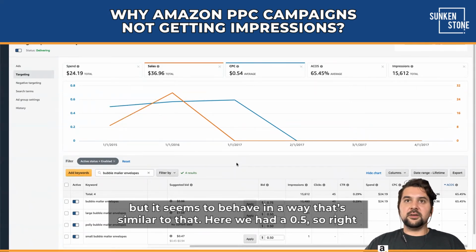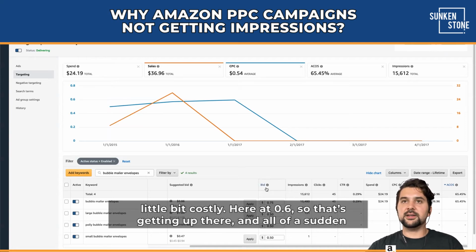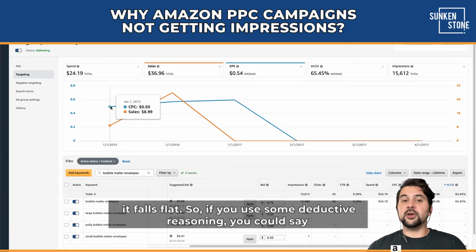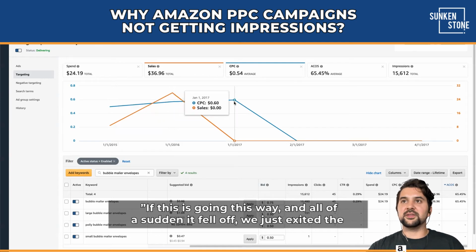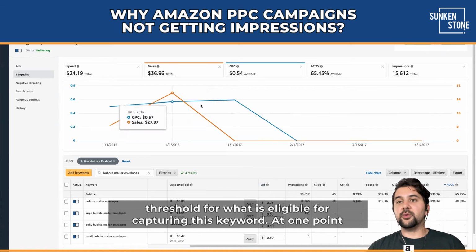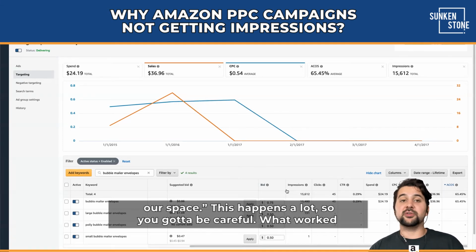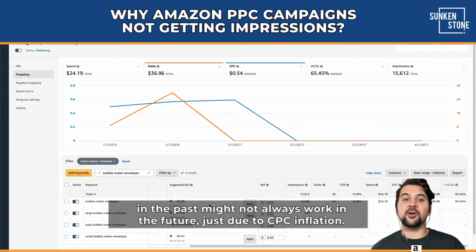But here we had 0.5, so right at 2/3, around what we would expect. Here it goes to 0.57, so getting a little bit costly. Here we're at 0.6, so that's getting up there, and then all of a sudden it falls flat. If you use some deductive reasoning, you could say, hey, if it was going this way and then all of a sudden it fell off, we just exited the threshold for what is eligible for capturing this keyword. At one point we got it, but then somebody bid us out and we completely lost our space. This happens a lot, so you've got to be careful. What worked in the past might not always work in the future just due to CPC inflation.